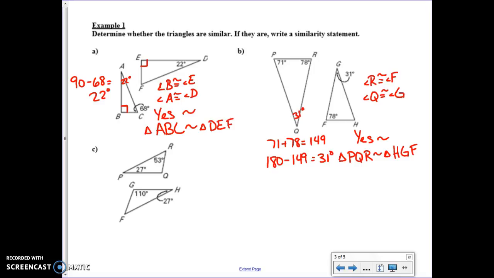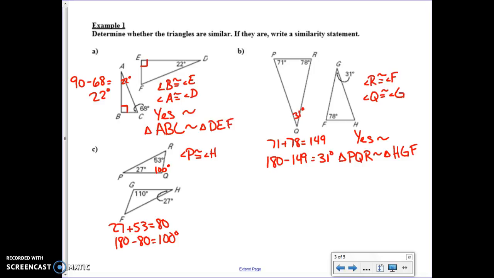All right, then example C. We're going to do that same type of thing because I see that angle P is congruent to angle H. So the 27 and 27 match up. So I'm going to take care of this top triangle and try to find angle Q. So 27 plus 53 gives me 80 degrees. And then I'm going to do 180 minus 80, and I get 100 degrees. So angle Q is 100 degrees.